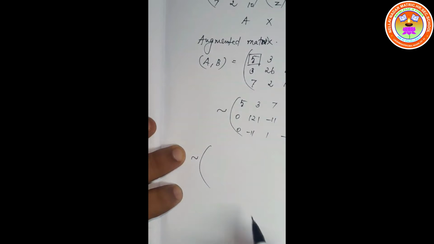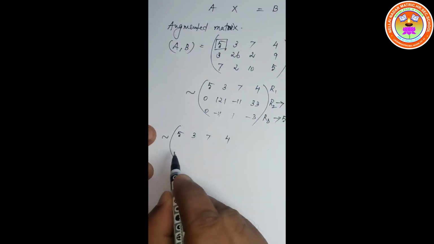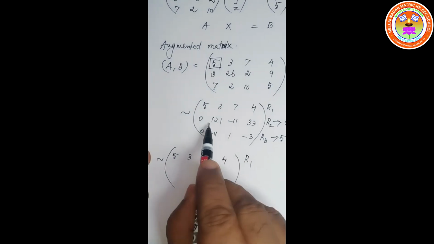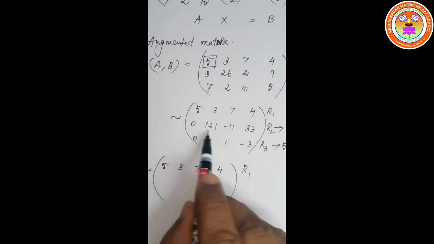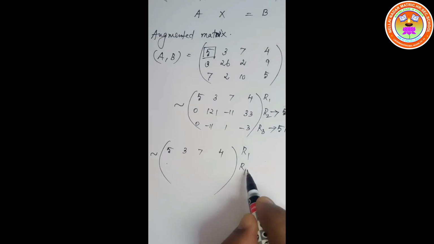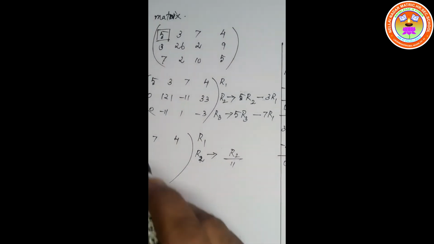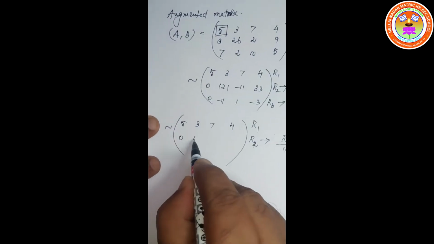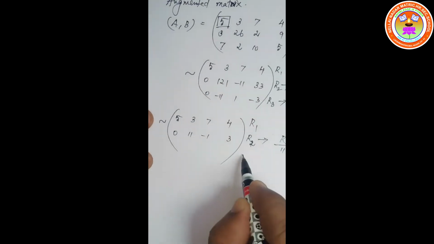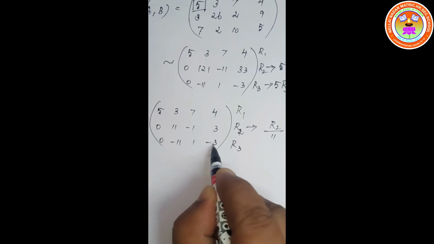Put the equivalent matrix 5, 3, 7, 4. Write the first row, no change at all. Look at that second row. Look at the elements 121, minus 11 and 33. Each and every number can be divided by 11. So R2 implies I am dividing R2 by 11. 121 divided by 11 is 11. Minus 11 by 11 is minus 1. 33 by 11 is 3. And write R3 as it is: 0, minus 11, 1 and minus 3.